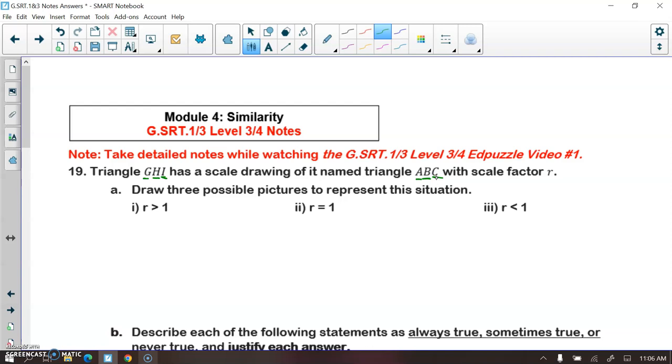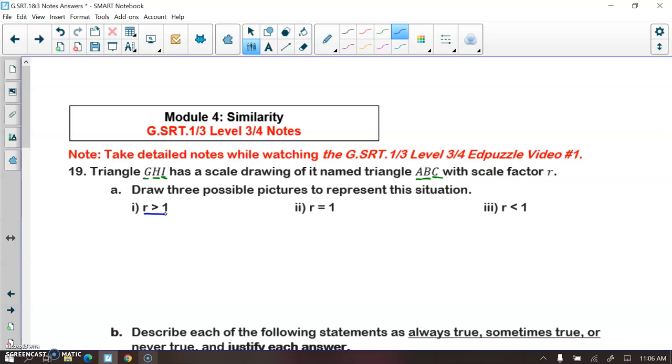Now, it says to draw 3 possible pictures to represent the situation. So here are 3 different scenarios. We're going to draw a picture for each. Your picture could look a little bit different from mine, and that's okay. So for my first picture, it says that we have a scale factor that's greater than 1.